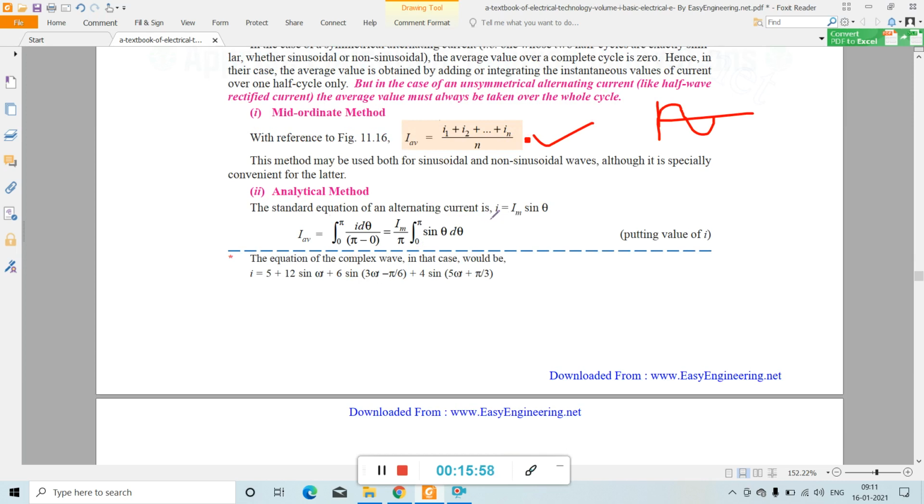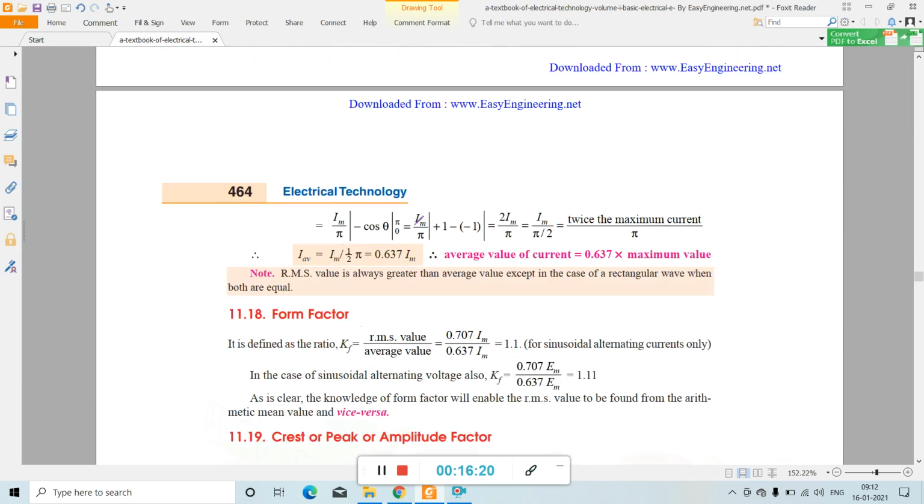See here, standard equation is I is equal to Im sin theta, then I average should be calculated for symmetrical case from 0 to pi. It is taken for only one half cycle. So integral 0 to pi of I d theta by (pi minus 0). So Im by pi, integral of sin theta d theta from 0 to pi. If we solve this expression, you just go through these expressions. These are all things you have studied in mathematics. Okay, so the final expression is Im by pi by 2.